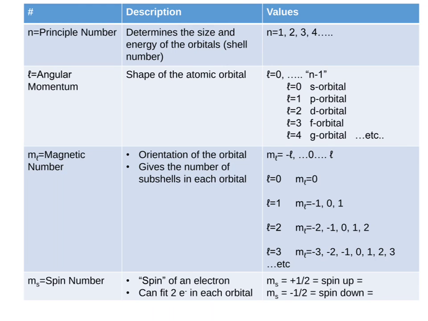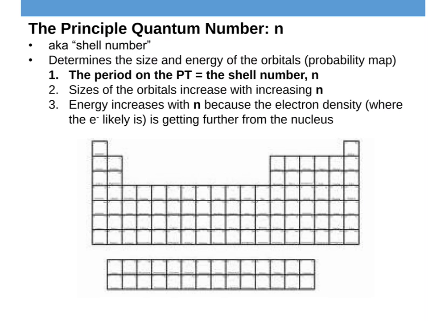So what is the principal number describing? Let's take a look. The principal quantum number, which is abbreviated as a small n, is sometimes called the shell number. So if you hear someone talk about the shell number, they're probably talking about the principal quantum number n. And that's going to determine the size and the energy of the orbitals. And remember, by orbitals, I mean the probability map where you're likely to find the electron. And it's going to relate directly to your periodic table. So if I look at the periodic table, I can get my n for the highest energy electron of any element on the periodic table.